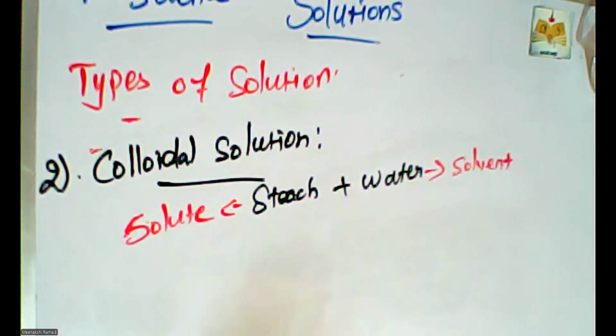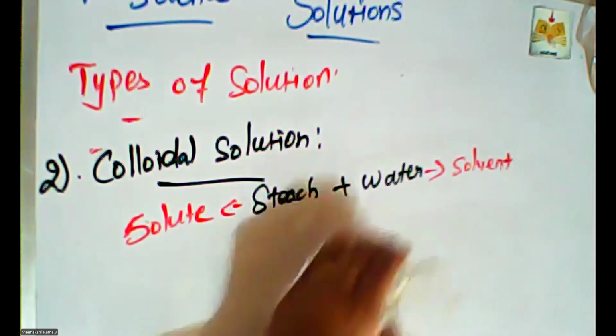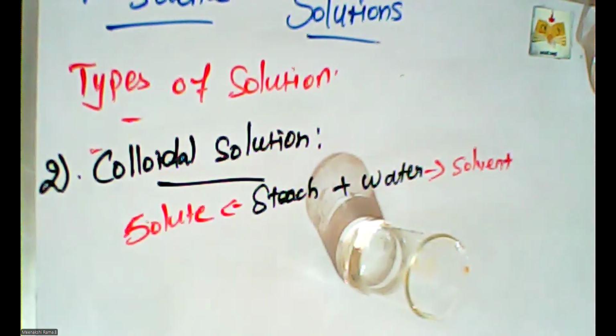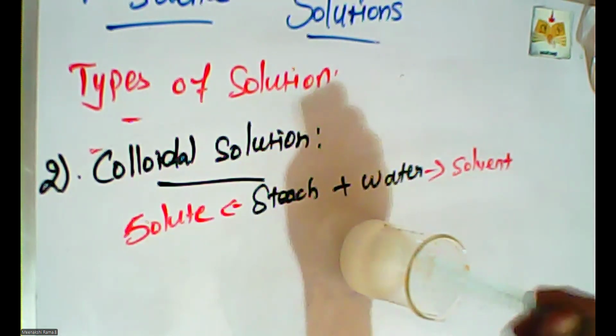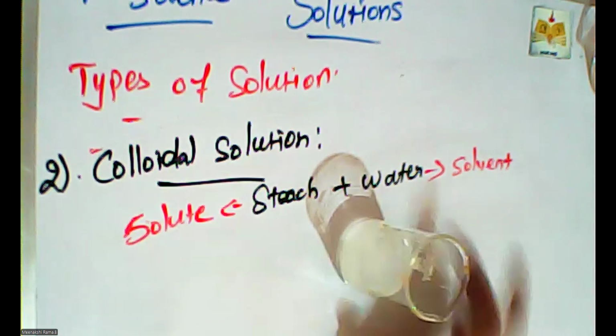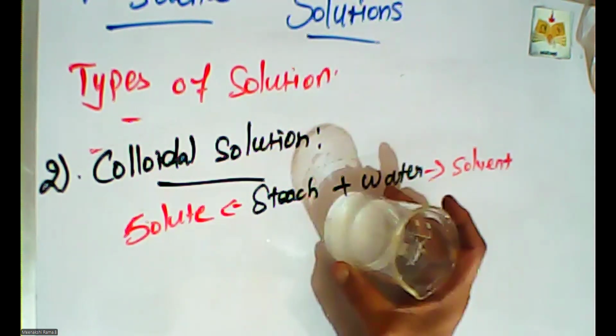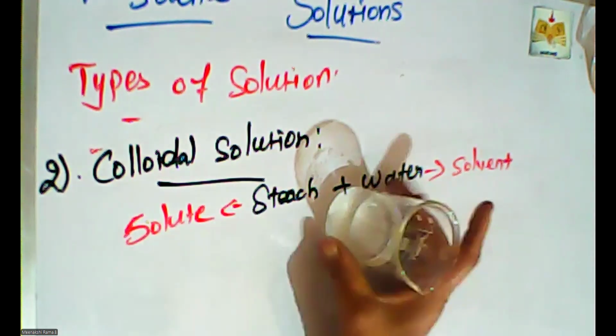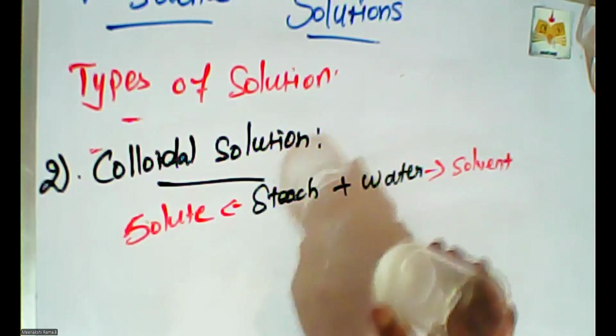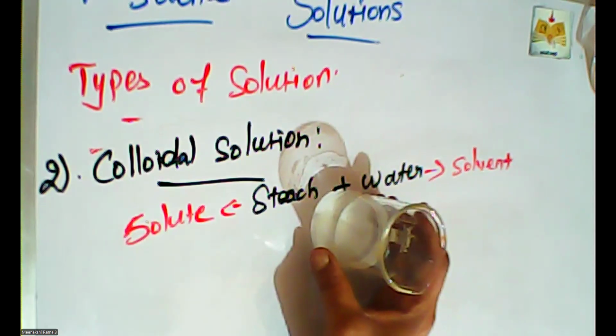So I'm going to take some amount of water and add some starch material. Now I'm going to stir this solute. Look at the solution. How is it? Yes, it looks cloudy in nature. How is it? It looks cloudy in nature. So it is not clear.